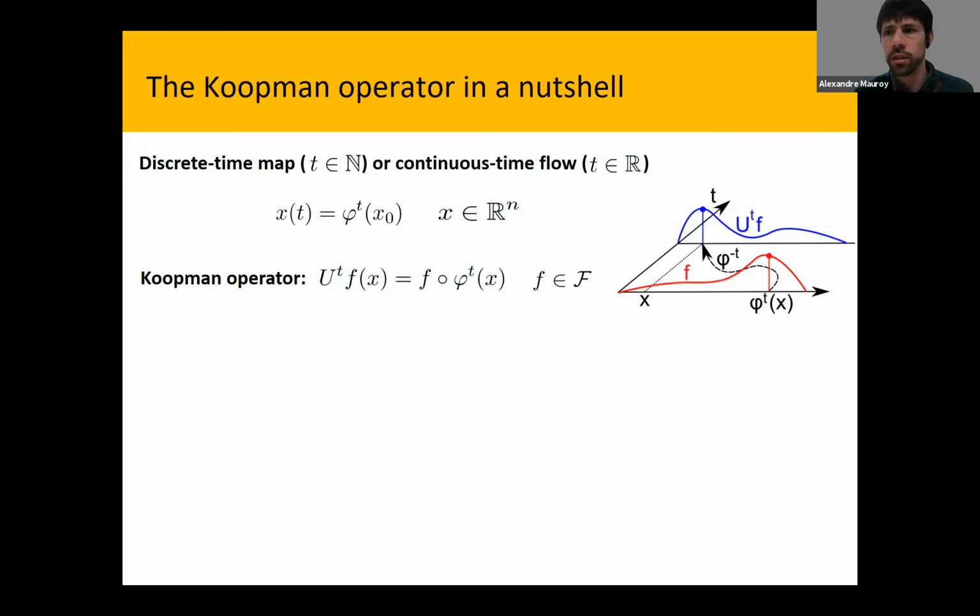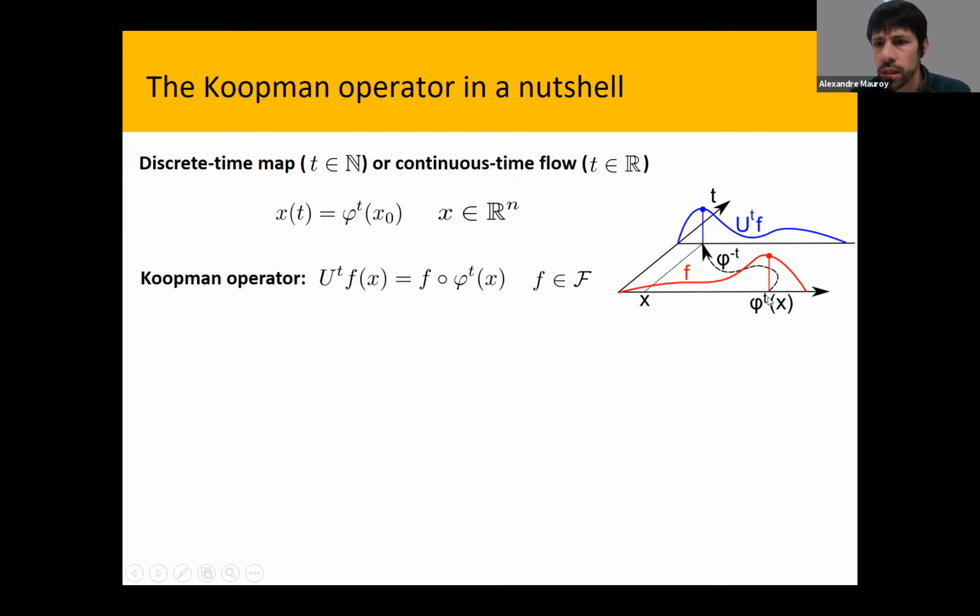Okay, so now let's make things even more precise. As I said, we consider that the dynamical system is either described by a discrete time map, in which case the time t is a natural number, or it could be a continuous time flow, so t is a real number. But in any case, I describe either the flow or the discrete time map by this function phi. And the Koopman operator is defined very simply. It's the composition between any function, any observable, with the flow phi. So it means that we'll look at the value of f, but along the trajectory of the system.